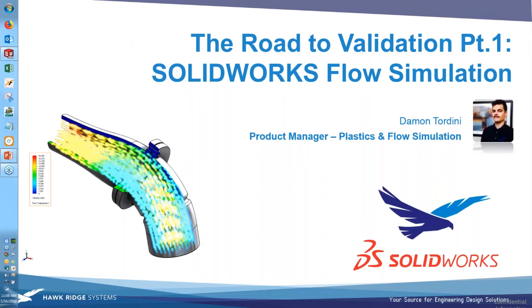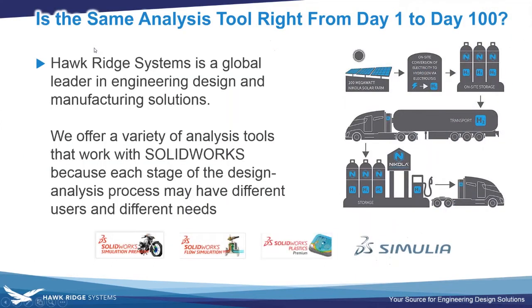This is the first part in a three-part series that we're running here at Hockridge Systems for the month of May, focused on a detailed start-to-finish design validation process and where some of the different validation products fit into that cycle, and what a typical design environment might look like if you were using some of these tools. What we're going to start with today is looking at this question of which tool, particularly from an analysis perspective, is the right one to use at different stages of the process from day 1 to day 100.